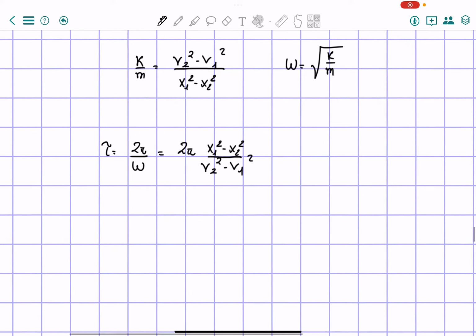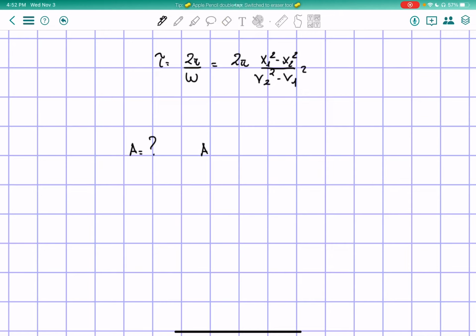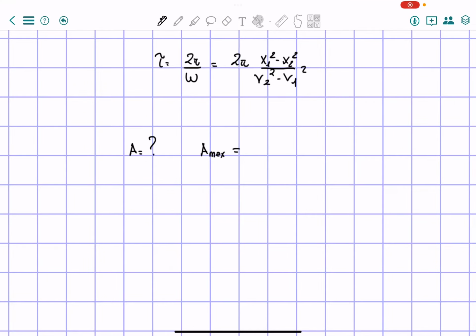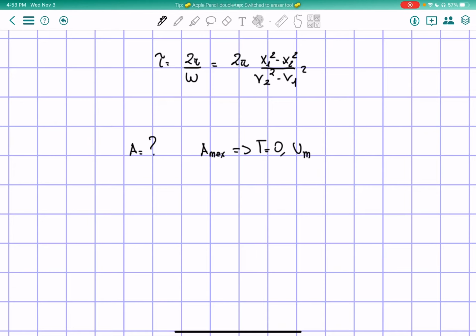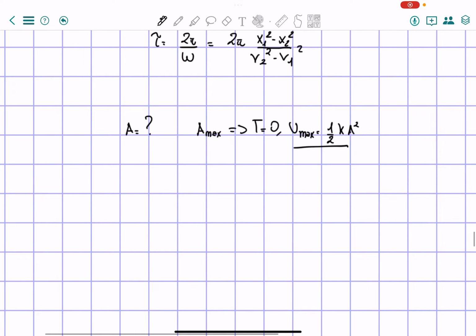Now, what about the amplitude? Well, we also know that when the amplitude is at its max, the kinetic energy is equal to 0, and the potential energy is at its max, and that is equal to 1/2 k a squared. So this is equal to the whole energy.